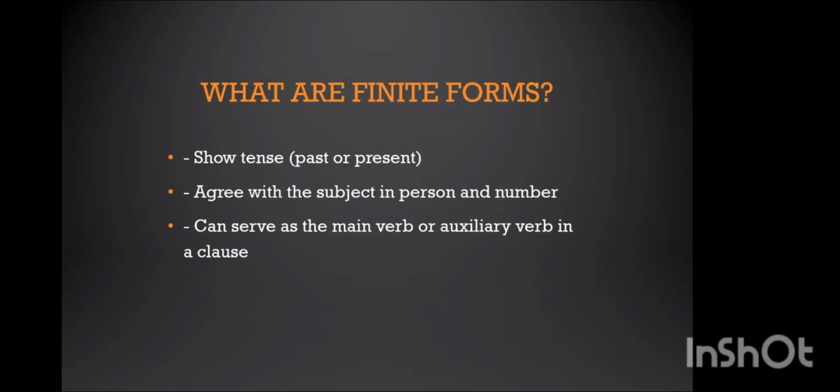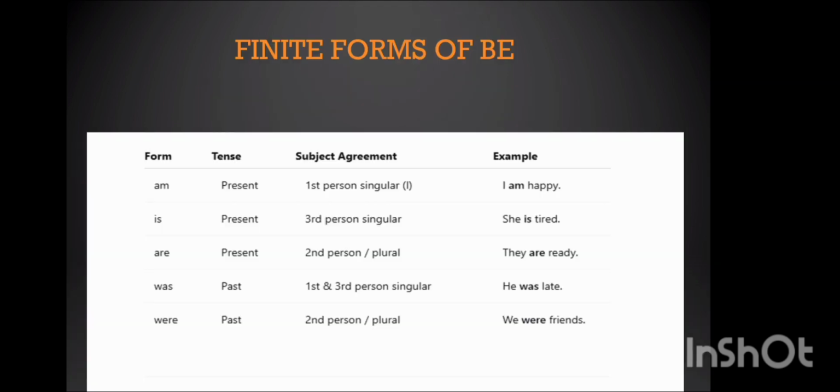The finite forms are the forms of verb which show tense, which means that these are the type of verbs which indicate the tense, whether it is present or past. And they also agree with the subject in person and number, which means that if the person is singular, the verb needs to be singular, and if the person is plural, then the verb needs to be plural as well. It can serve both as a main verb and auxiliary verb in use.